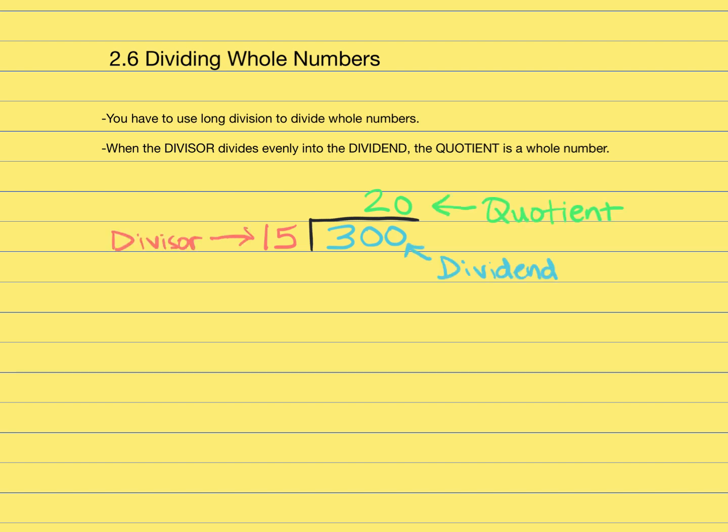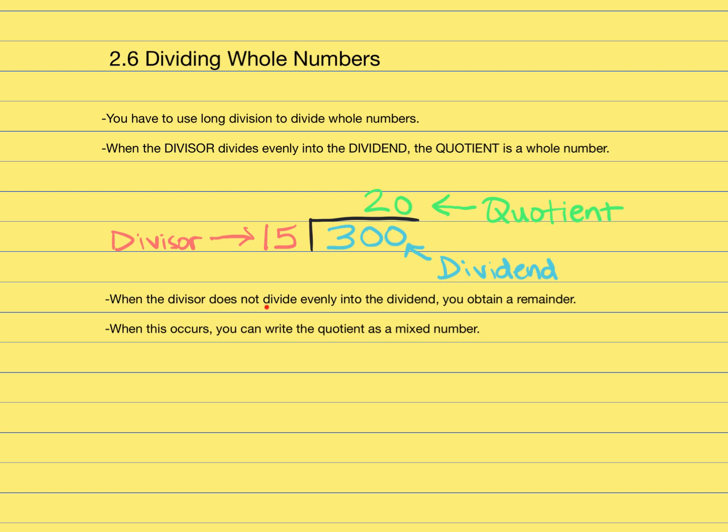All right, let's start with the dividend because that's what we say first. So we've got 300, which is our dividend, divided by 15, which is our divisor, equals 20, which is our quotient. So now we know that the answer to a division problem is called a quotient. Sometimes you'll see that in word problems.